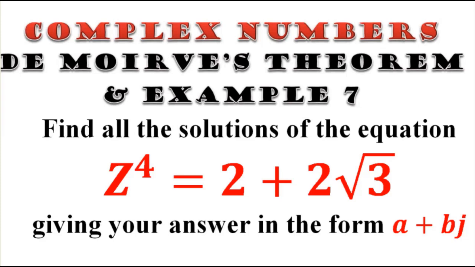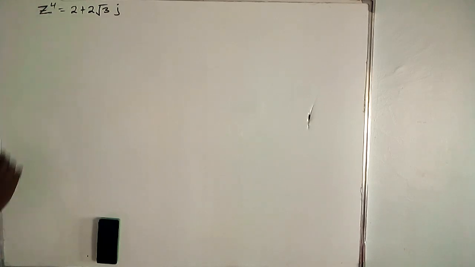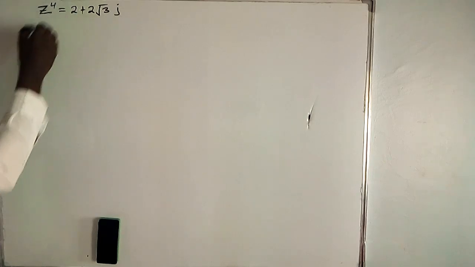Find out the solutions of the equation z raised to power 4 is equal to 2 plus 2 root 3j, giving your answers in the form a plus bj. In this example, we want to solve a complex equation. So how do we solve this complex equation?